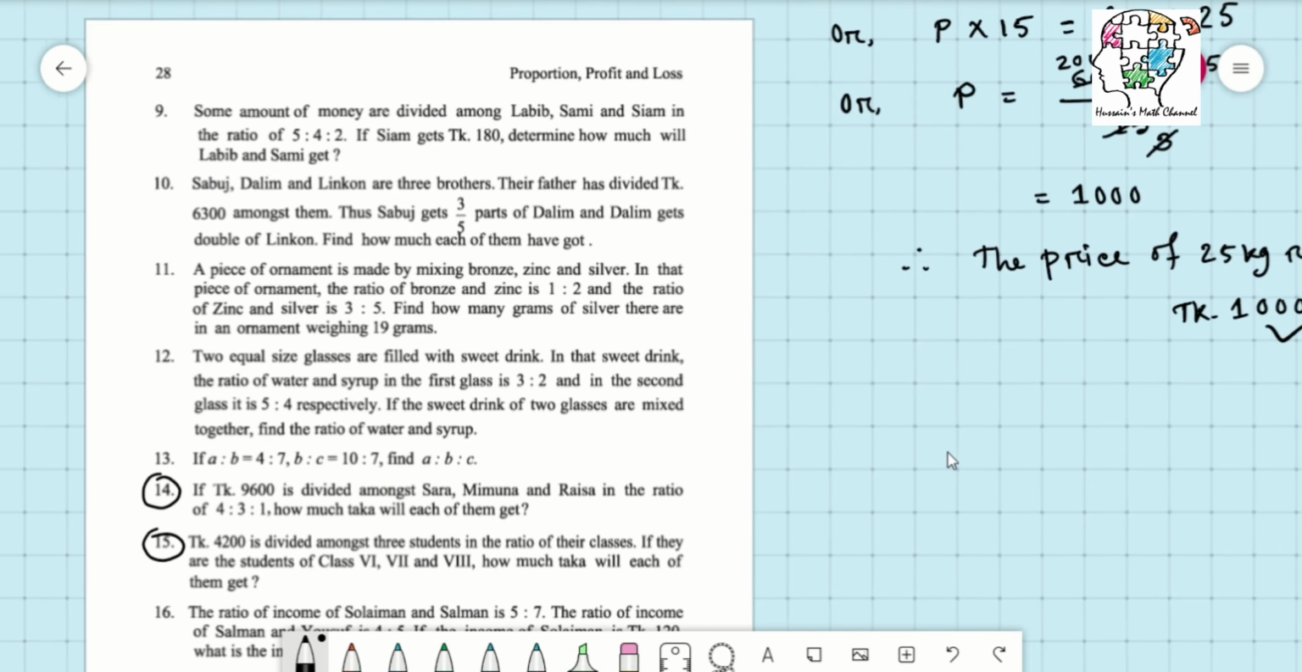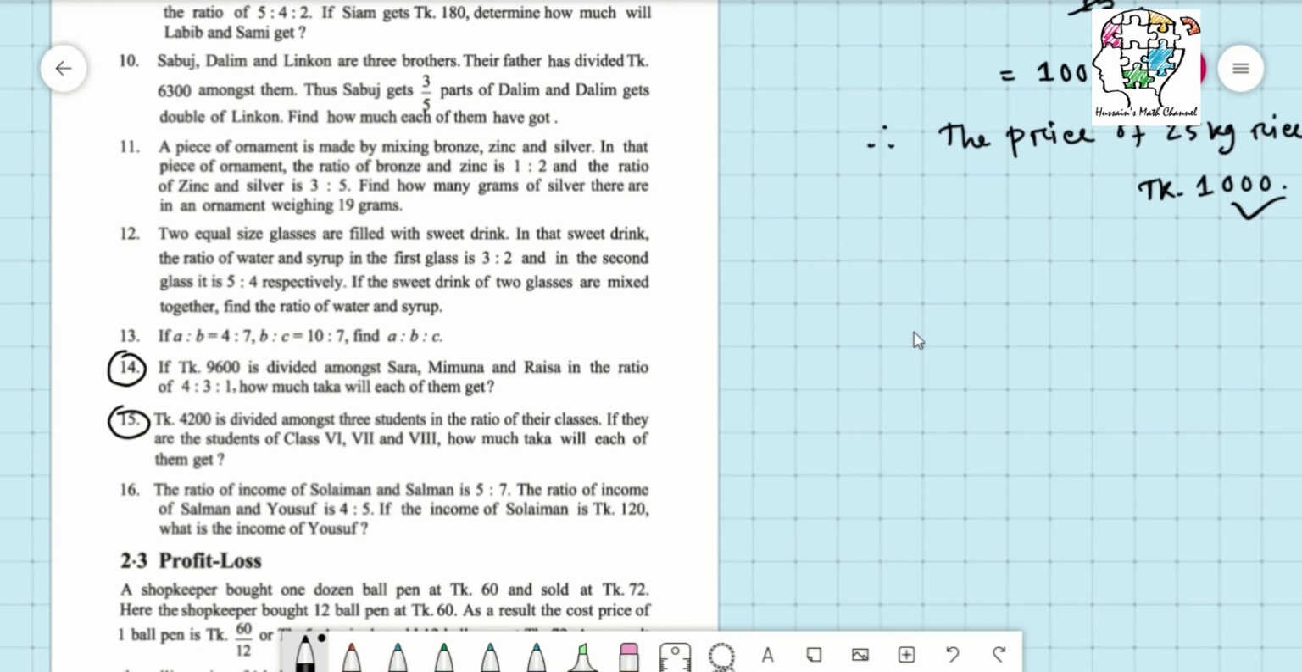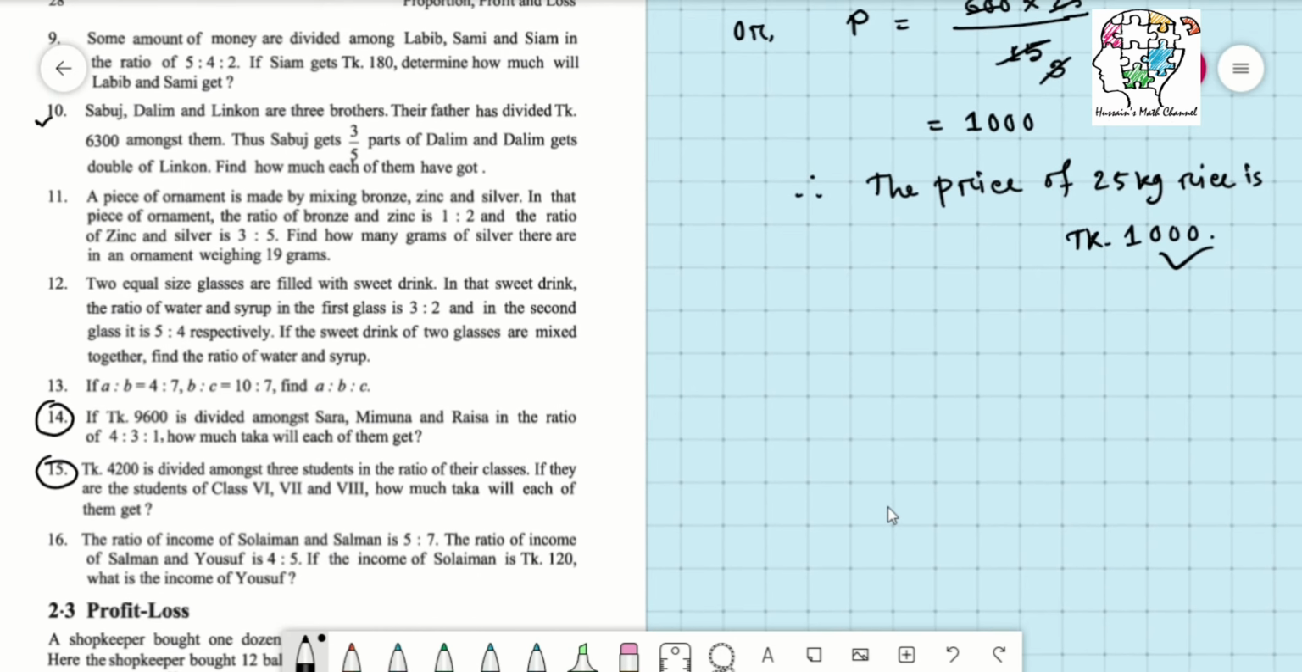Now we see another problem, number 10. Let's say we solve question number 10 here. Before doing this problem, you should know that if we understand the words written in this question, we can solve far better. At first we read the question.